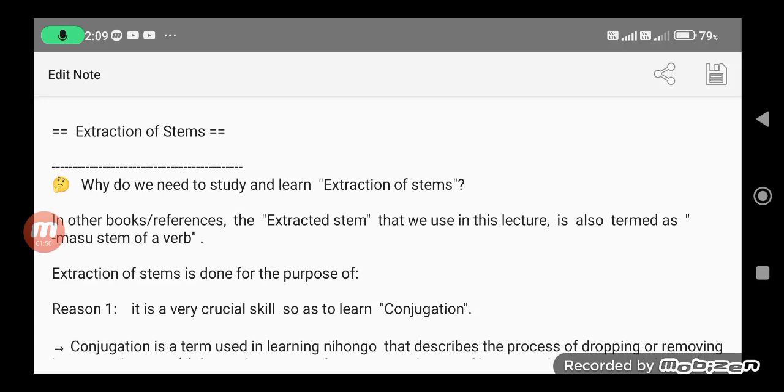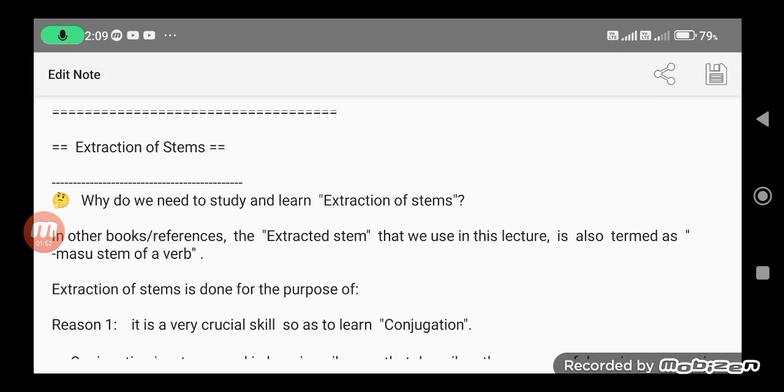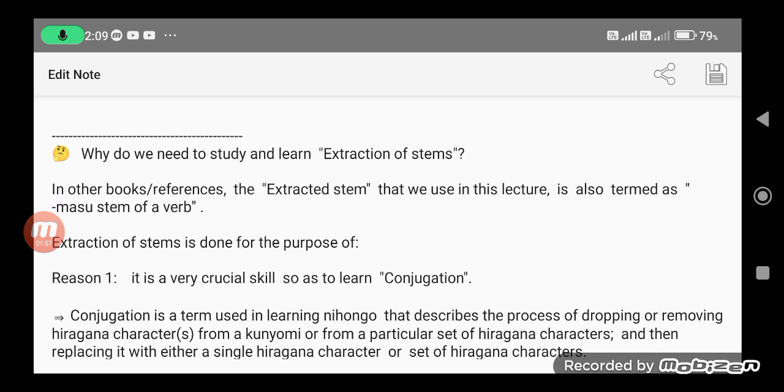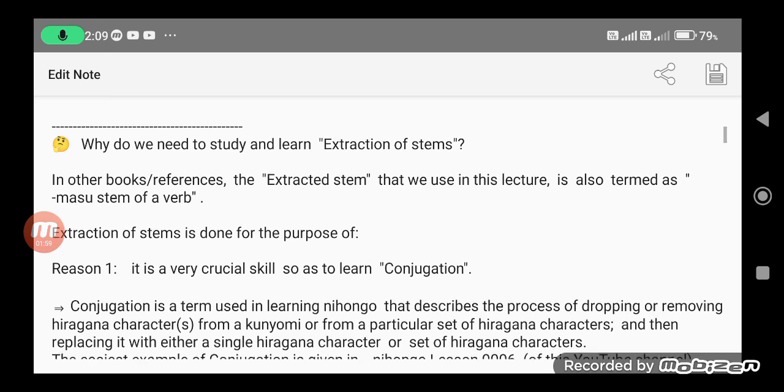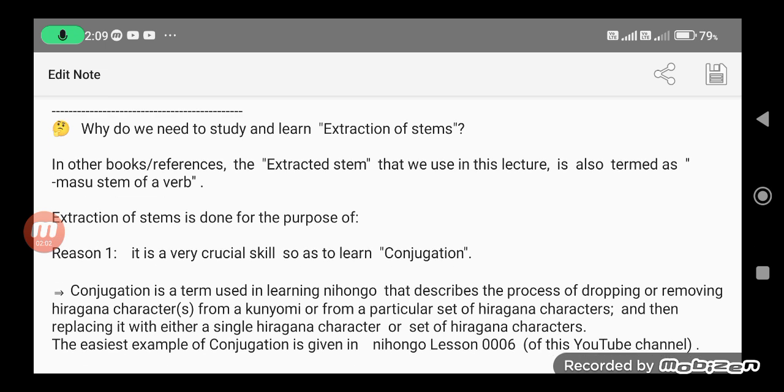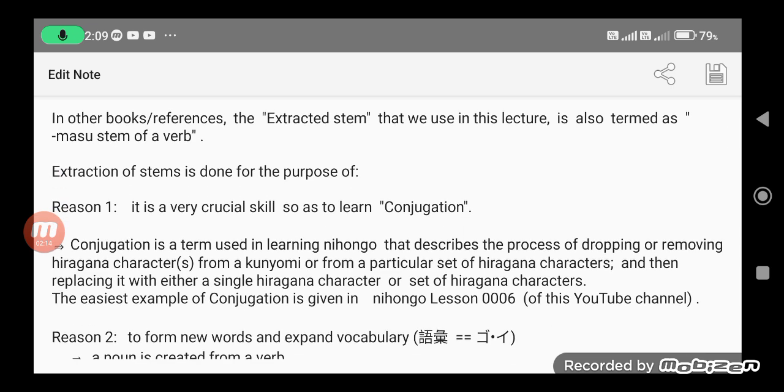Okay, why do we need to study and learn extraction of stems? In other books or references, the extracted stem that we use in this lecture is also termed the masu stem of a verb. The extraction of stems is done for the purpose of reason number one. It is a very crucial skill so as to learn conjugation.